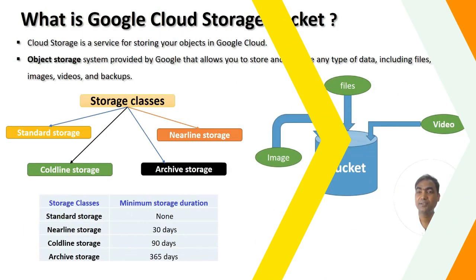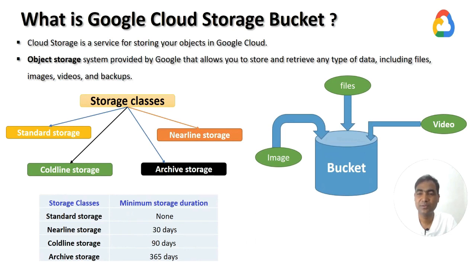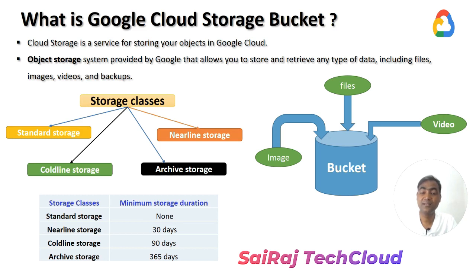As you can see here, Google Cloud Storage bucket. Google Cloud Storage bucket is a container for storing and organizing your data in Google Cloud. You know guys, it is an object storage that allows you to store and retrieve any type of data, including files, images, video and backup data. Buckets are basic containers that hold your data. Everything that you store in Cloud Storage must be contained in a bucket.